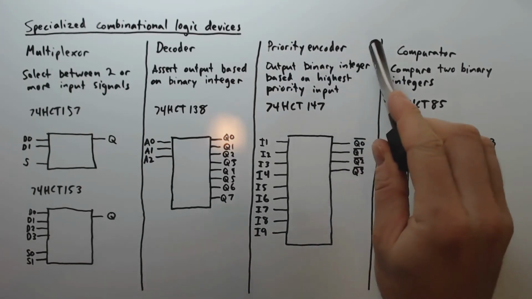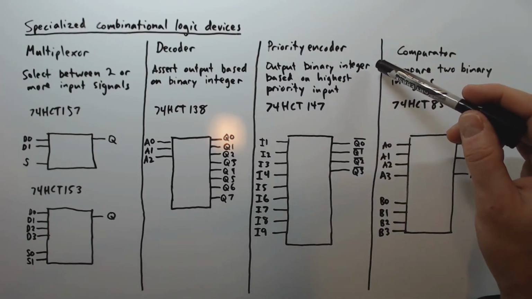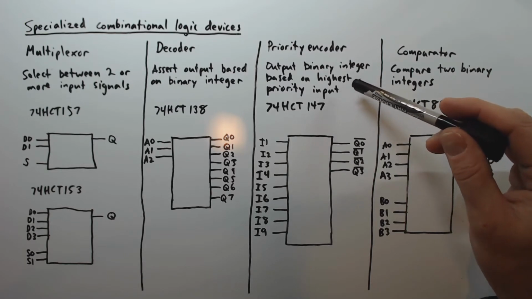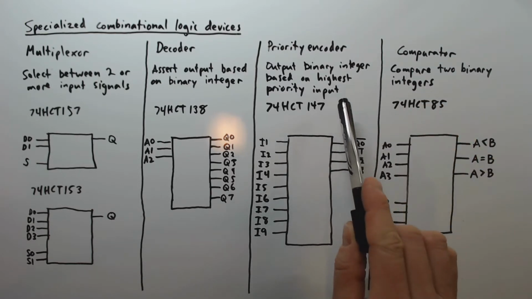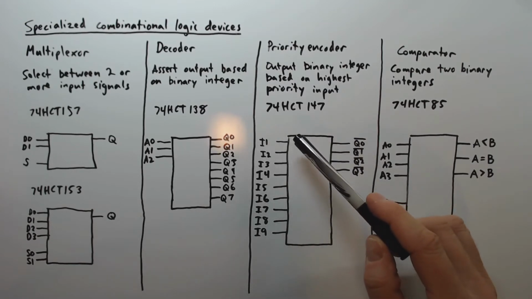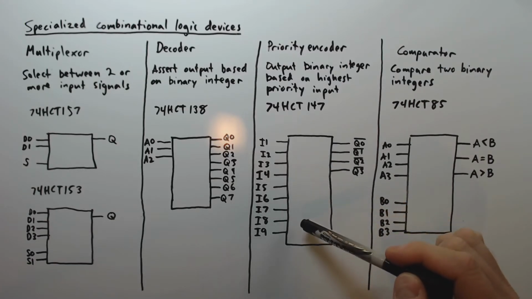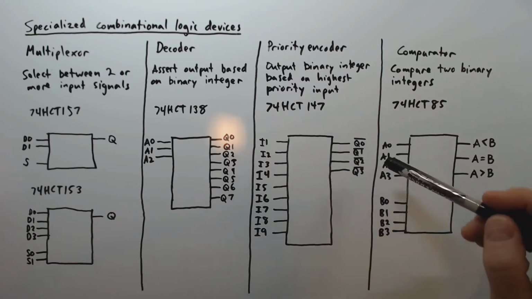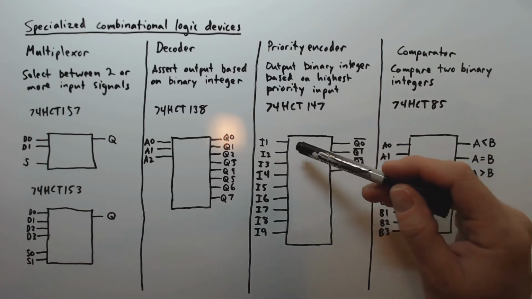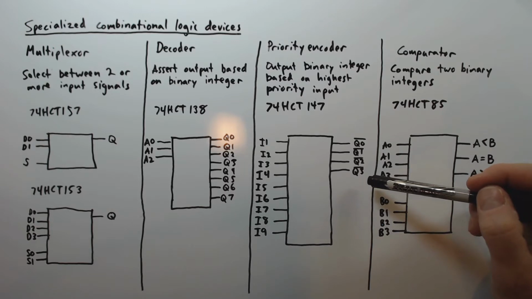A priority encoder is kind of the opposite of a decoder. What a priority encoder does is that it outputs a binary integer based on the highest priority input that is seen. So one example of a priority encoder is the 74HCT147, which has 9 inputs. And depending on which, if any, of these 9 inputs is asserted, the binary representation of the number associated with that input is asserted on the outputs here.